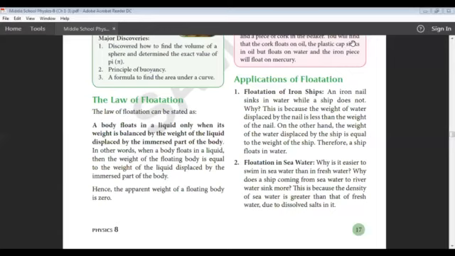And on the other hand, the weight of the water displaced by the ship is equal to the weight of the ship. Therefore, a ship floats in the water. See here, the condition for the flotation is satisfied. The weight of the liquid, that is water, displaced by the object, that is ship, is equal. Therefore, the ship floats in the water.